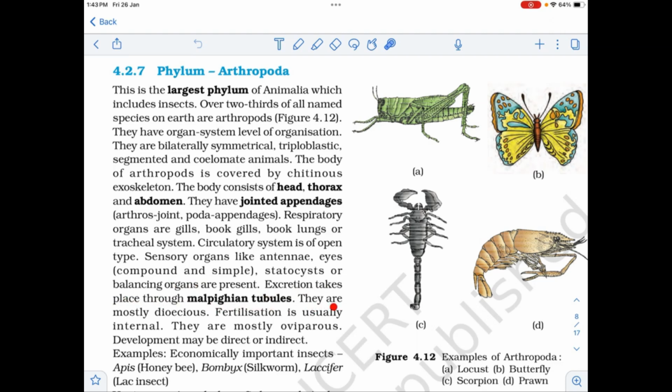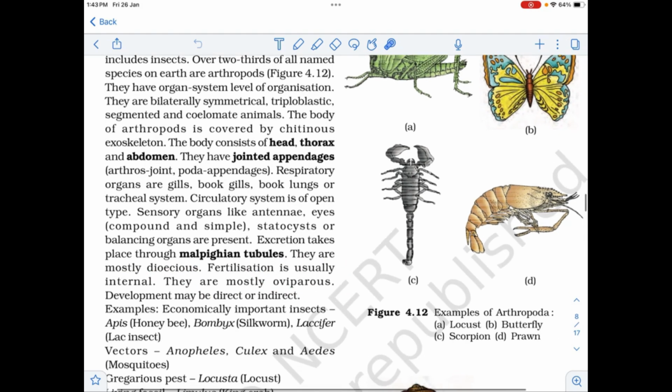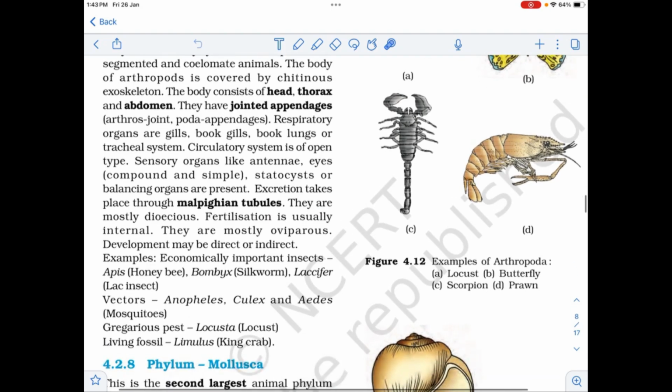They are mostly dioecious. Fertilization is usually internal. They are mostly oviparous. The development may be direct or indirect. Coming to the examples, economically important insects are Apis, honeybee; Bombyx, silkworm; Laccifer, lac insect. Vectors, the disease carriers: Anopheles, Culex, and Aedes mosquitoes. All these are mosquitoes. The gregarious pest, locust.